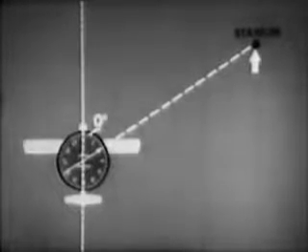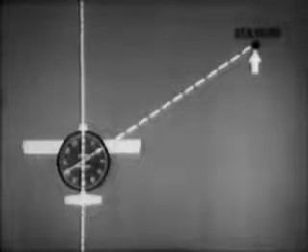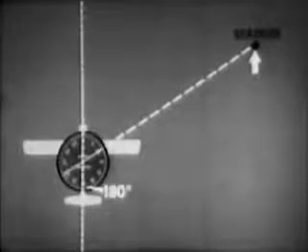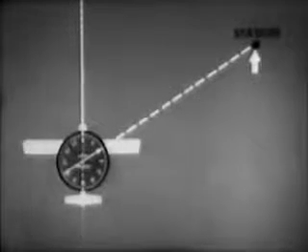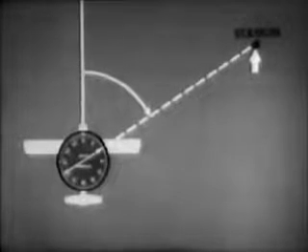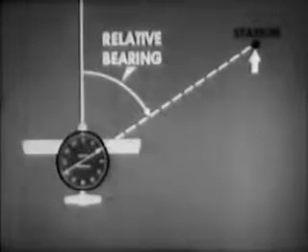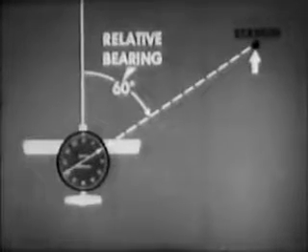The 0-degree position of the indicator normally represents the nose of the aircraft. The 180-degree position represents the tail. The angle measured clockwise from the nose of the aircraft to the station is the relative bearing. In this case, the station is 60 degrees to the right of the present heading.